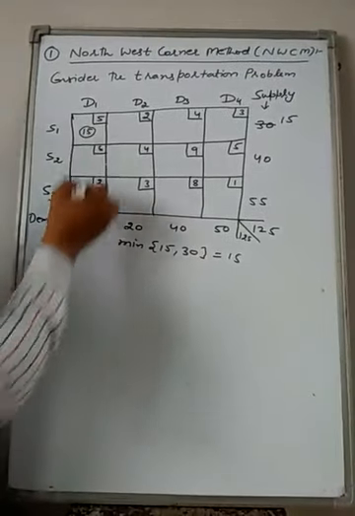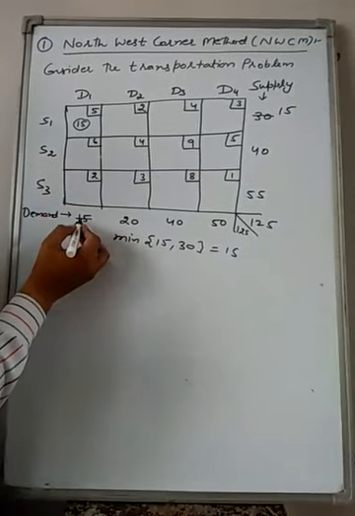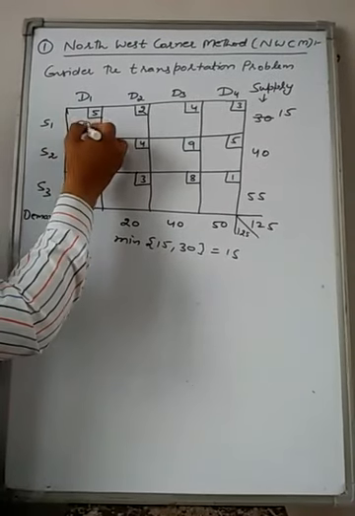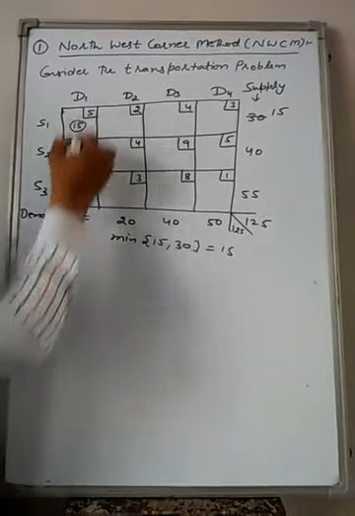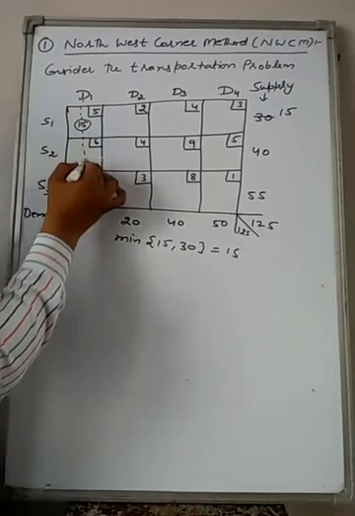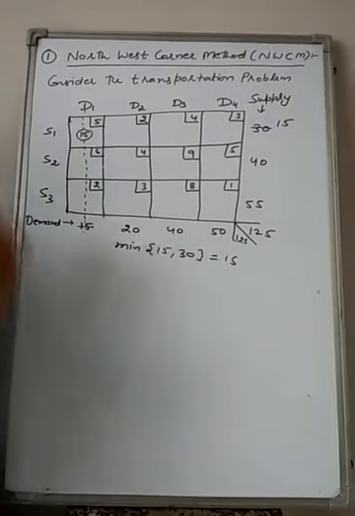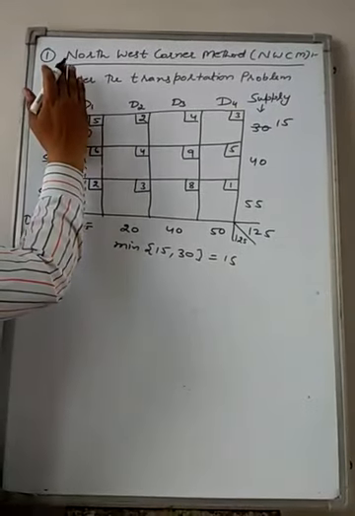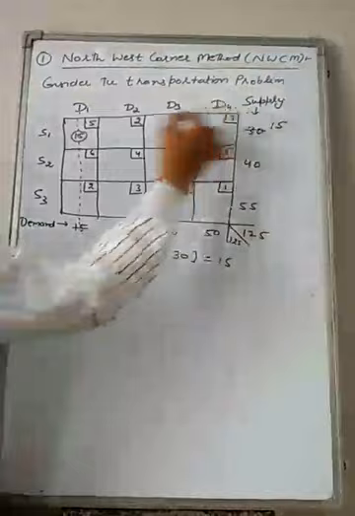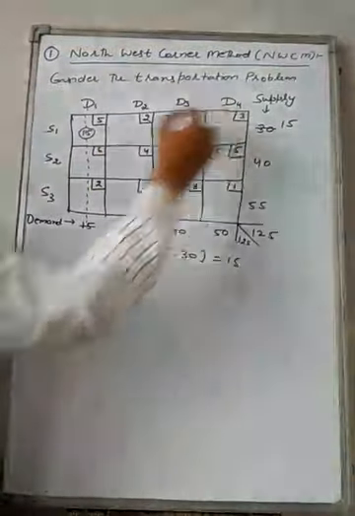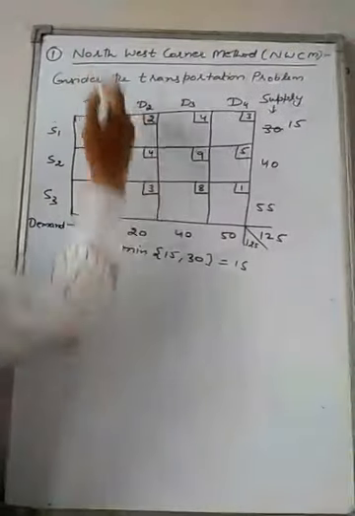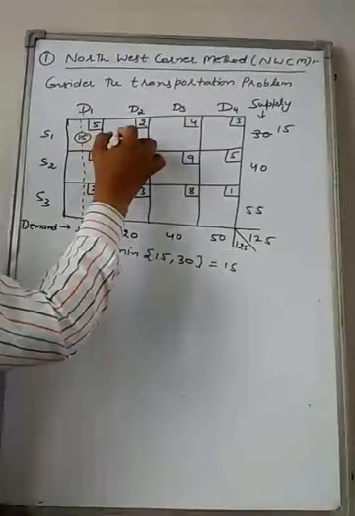Now, as the demand of this column is fulfilled, because the demand is 15 and we allocated 15, therefore we cancel out this column. Cancel out this column lightly. Now the remaining is this matrix. Now we allocate again in the northwest corner of this matrix. The northwest corner of this matrix is this cell.